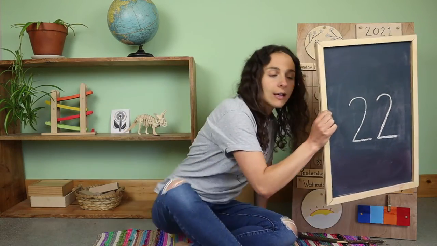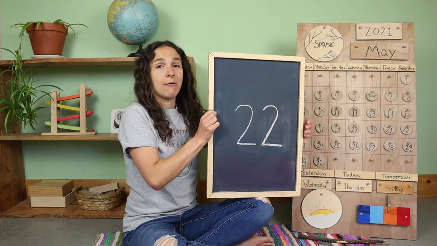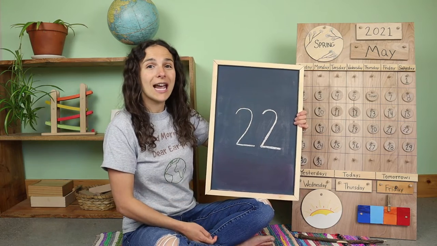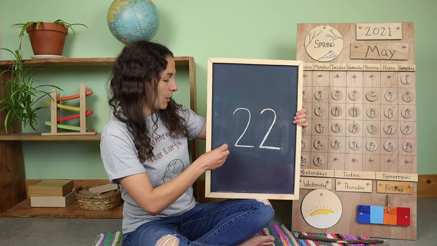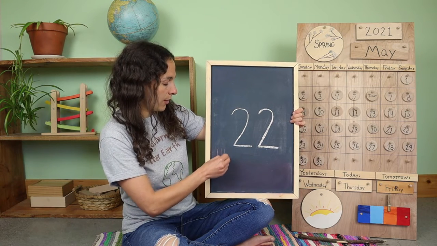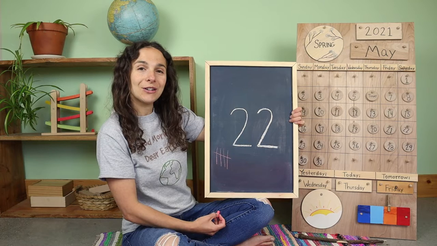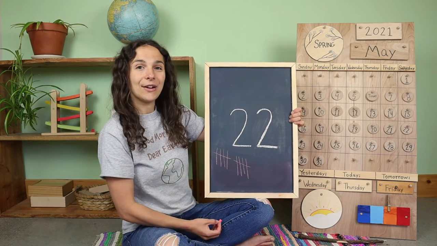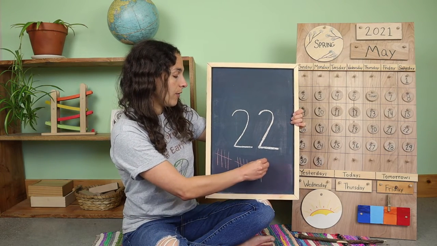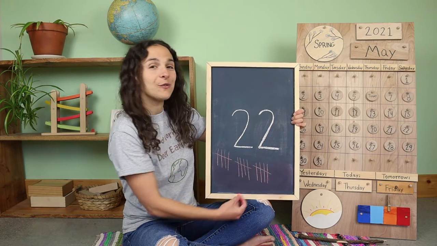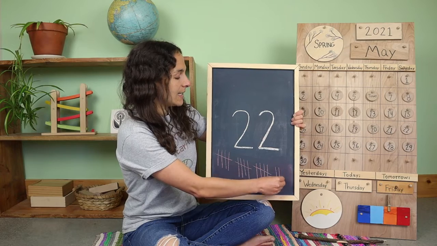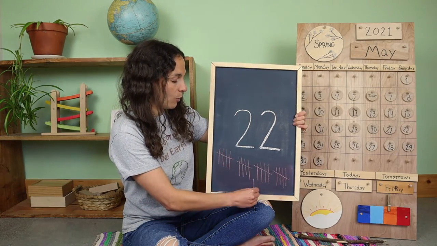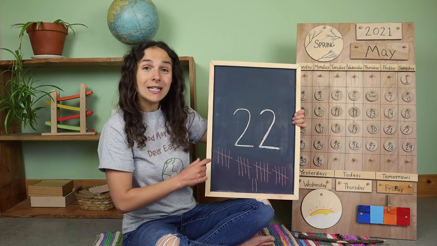I have my piece of chalk. You can also grab something to write with because now we are going to draw 22 tally marks together. If you want, you can just count with me instead. Are you ready? One, two, three, four, five goes across, six, seven, eight, nine, 10 goes across, 11, 12, 13, 14, 15 goes across, 16, 17, 18, 19, 20 goes across, 21, and 22. 22 tally marks.